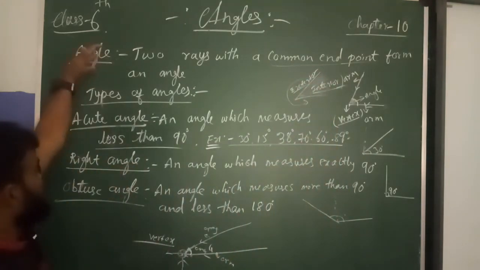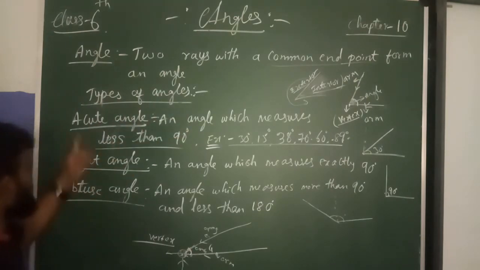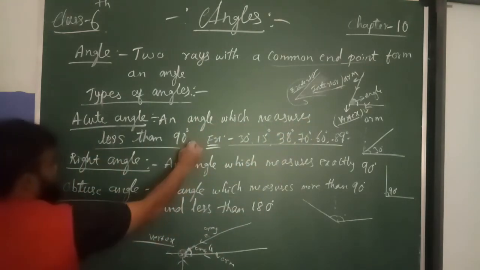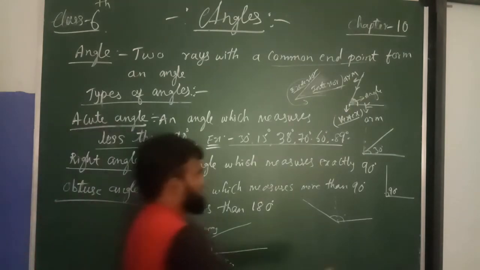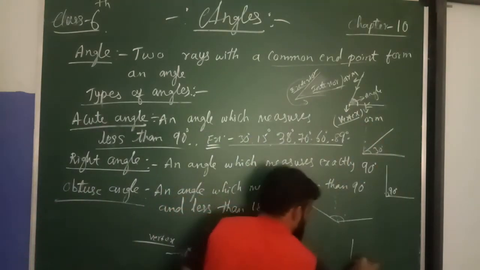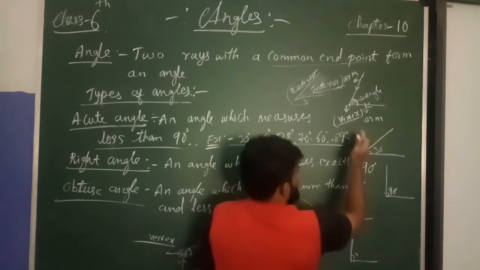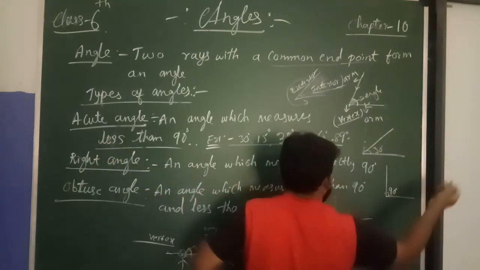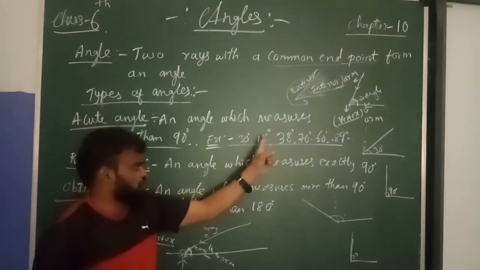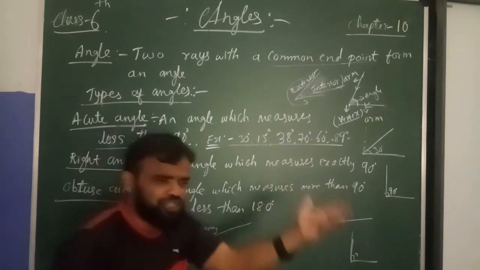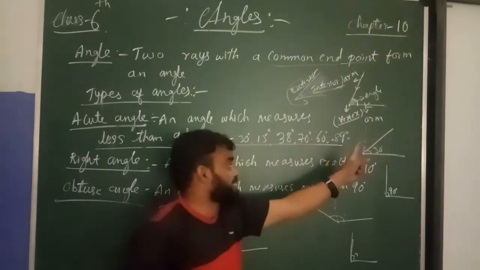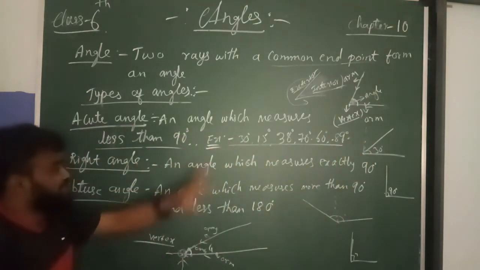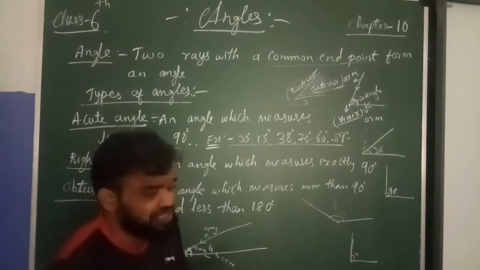So let us start types of angles here. The first one is the acute angle. An angle which measures less than 90 degrees. For example, this L shape is 90 degrees, remember that. Less than 90 means 30, 15, 10, 38, 40, 45, 60 degrees. The maximum we can take is 89 degrees, because 89 is less than 90. These types of angles are called acute angles.